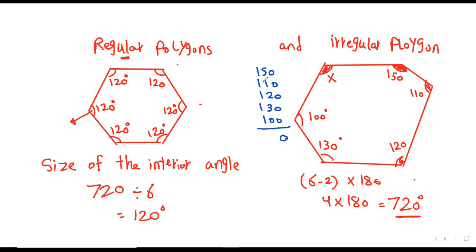It will be 610. And after that, you will subtract 610 from 720. You will end up with 110. So the size of this angle equals 110. That's it.